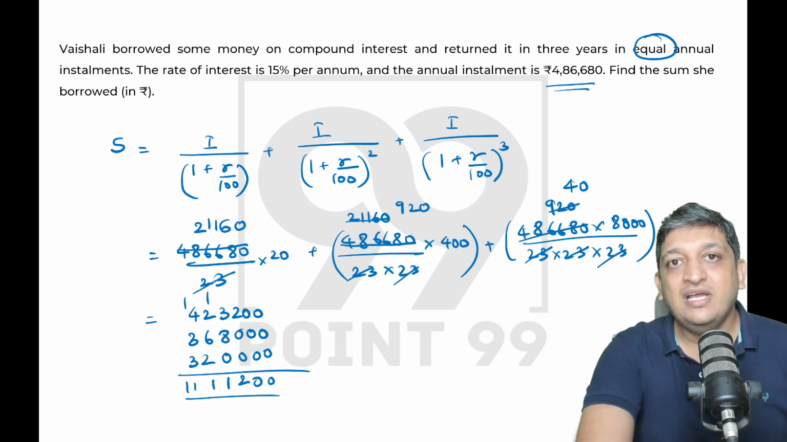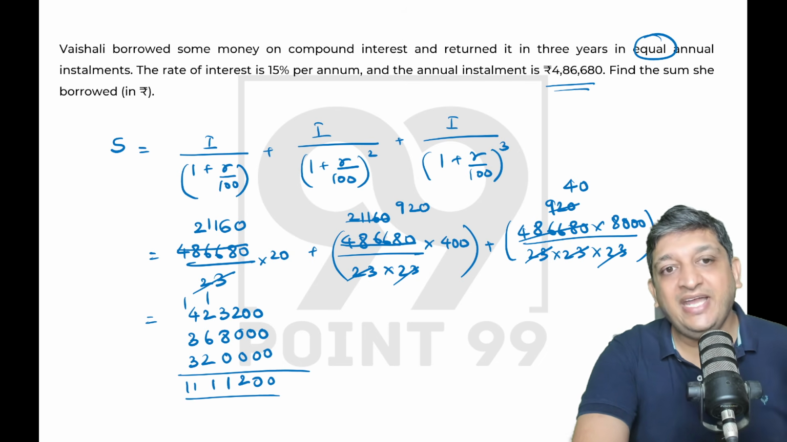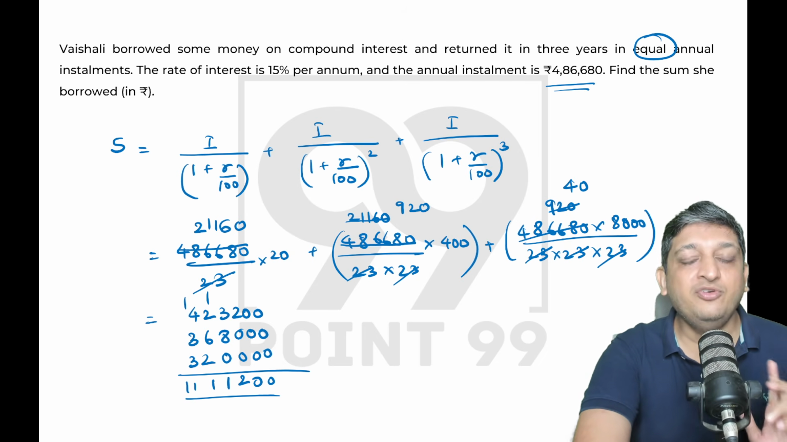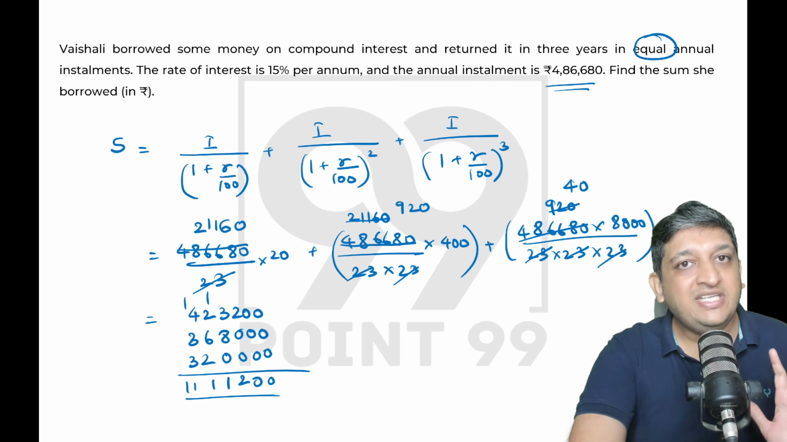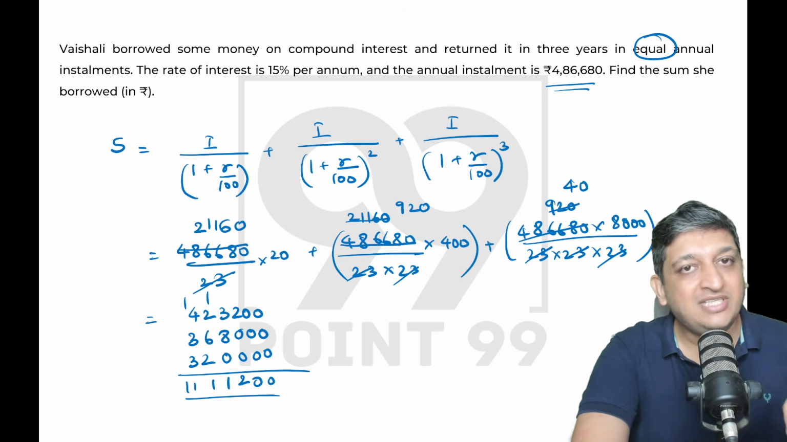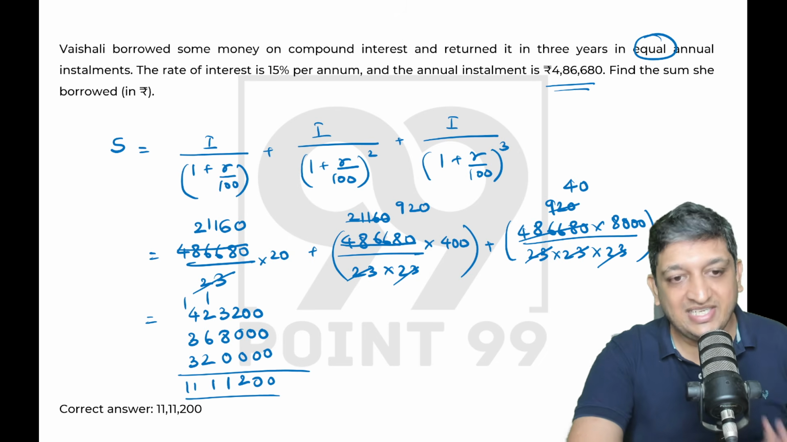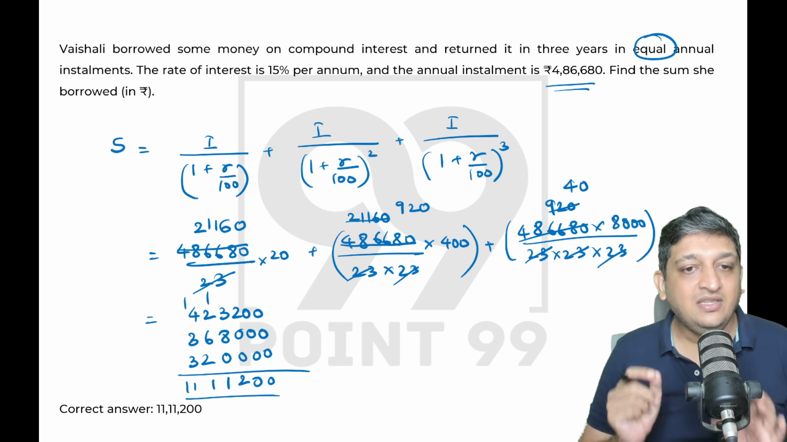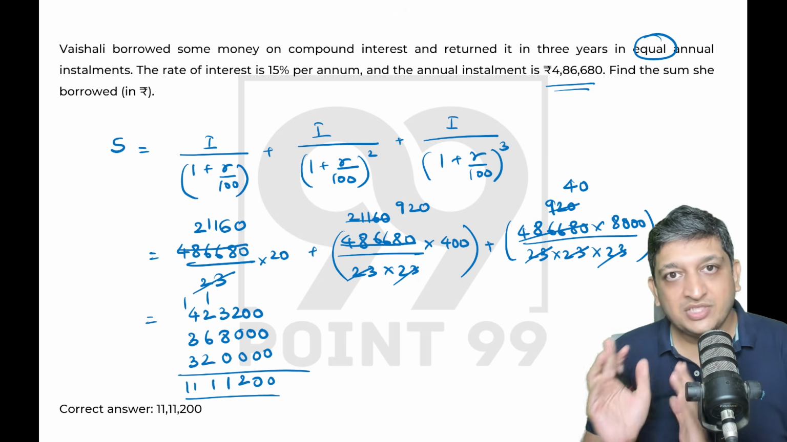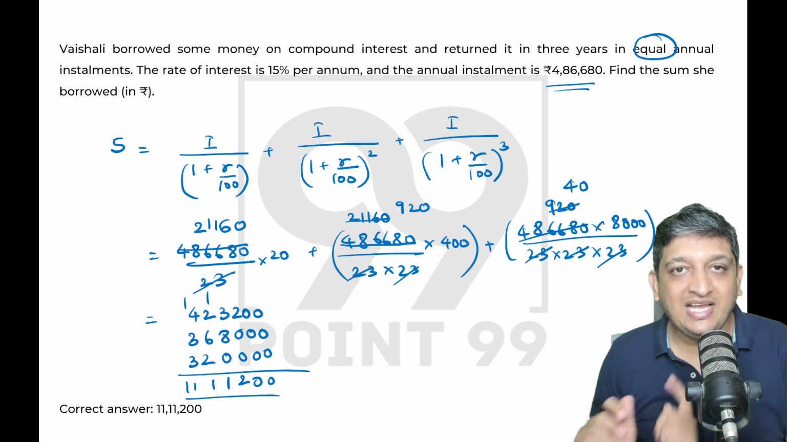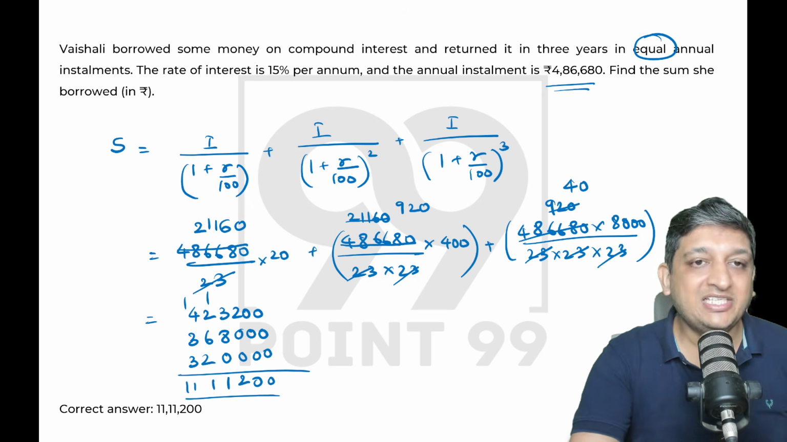difficult calculation. Now considering that this was a theta question, I expect the numbers to be divisible and to give me good numbers. Of course, the question did not ask us for approximate values. That is why we are safe. And the answer is going to be 111200. So I hope you are able to understand the installments part as well. Let's go to the next question.